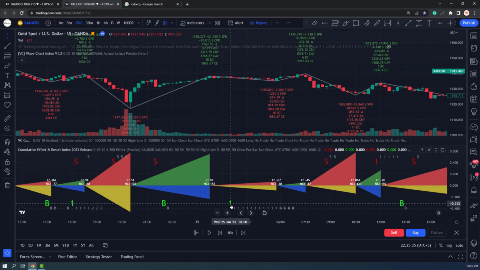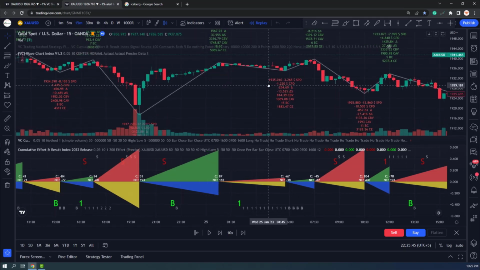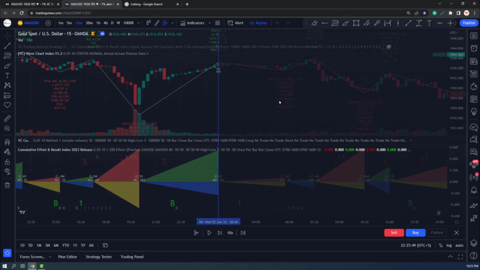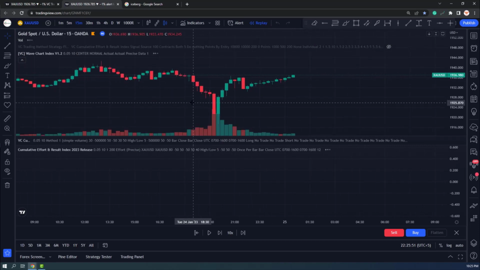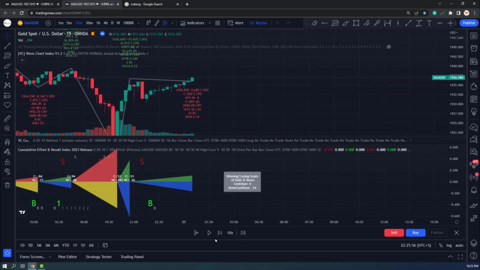Why is it showing here, not here? Because the wave is completed here. Let me show you how. Let me play it bar by bar to give you a better idea.